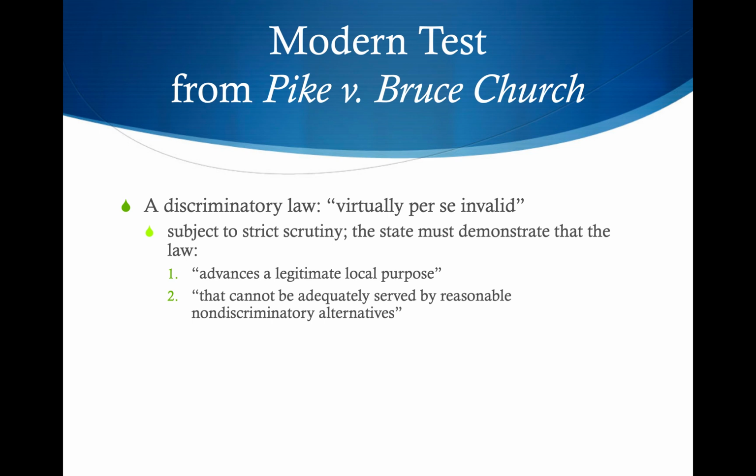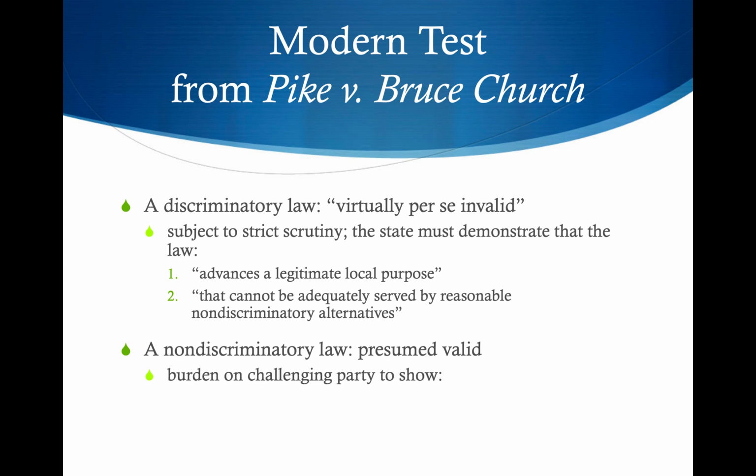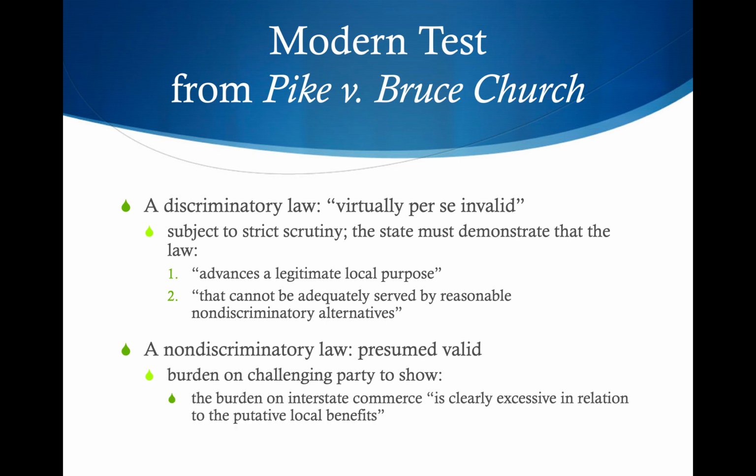Now, if a law is non-discriminatory, then the opposite presumption rules. That is, the presumption is that the law is valid. And the burden here will be on the challenging party, the private party that wants to challenge the statute, or sometimes it will be another state challenging the statute, to show that the burden on interstate commerce is, quote, clearly excessive in relation to the putative local benefits. So this is a true balancing test. The putative local benefits are the supposed benefits as asserted by the state.